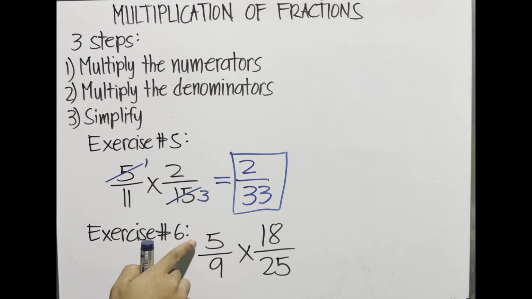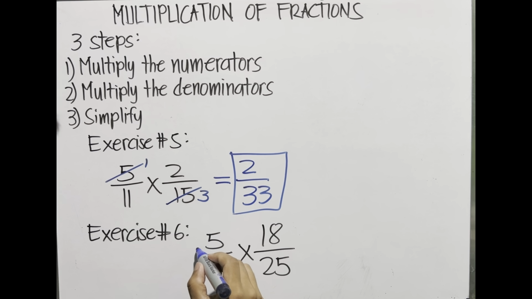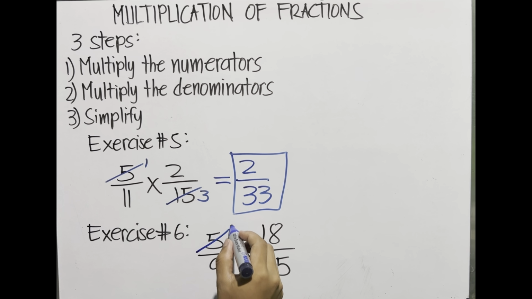So, ulit, yung 5, meron ba pwede i-reduce dito sa baba? 9, di pwede. Pero dito sa kabila, sa baba, pwede yung 25. Again, divide natin both ng 5, that is 1. 5 divided by 5, 1. 25 divided by 5, 5.